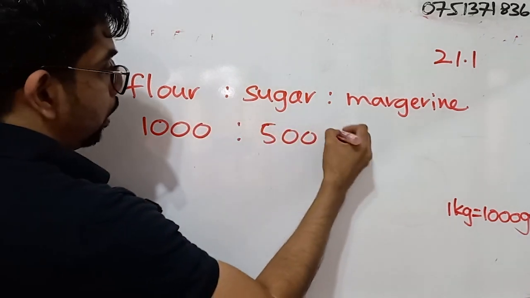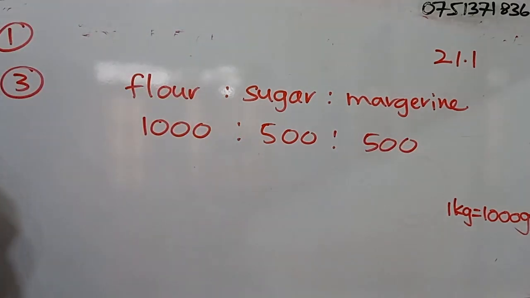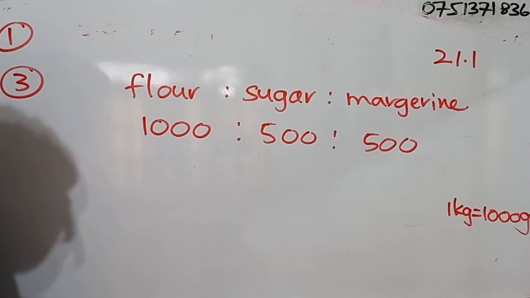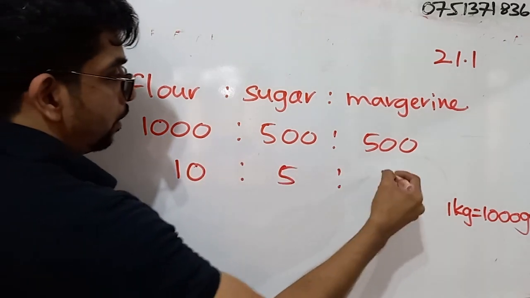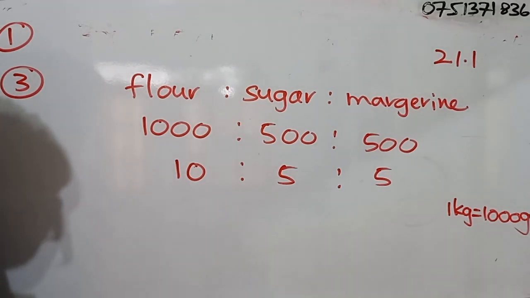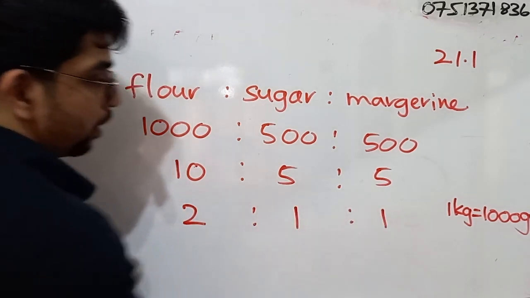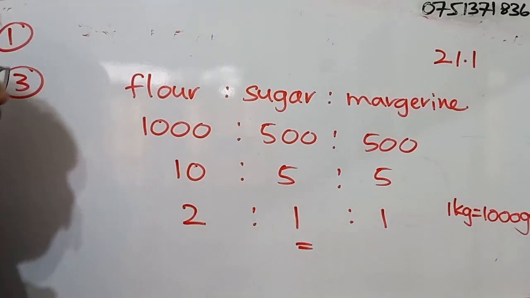So sugar, that is 500 grams. Margarine, that is also 500 grams. Okay. So we have 3 terms. So first of all, I will divide each term by 100. So this becomes a 10, this becomes a 5, this becomes a 5. Then I will divide each of these terms by 5. So this becomes a 2, this is 1 and this is 1. So the ratio is what? 2 to 1 to 1.